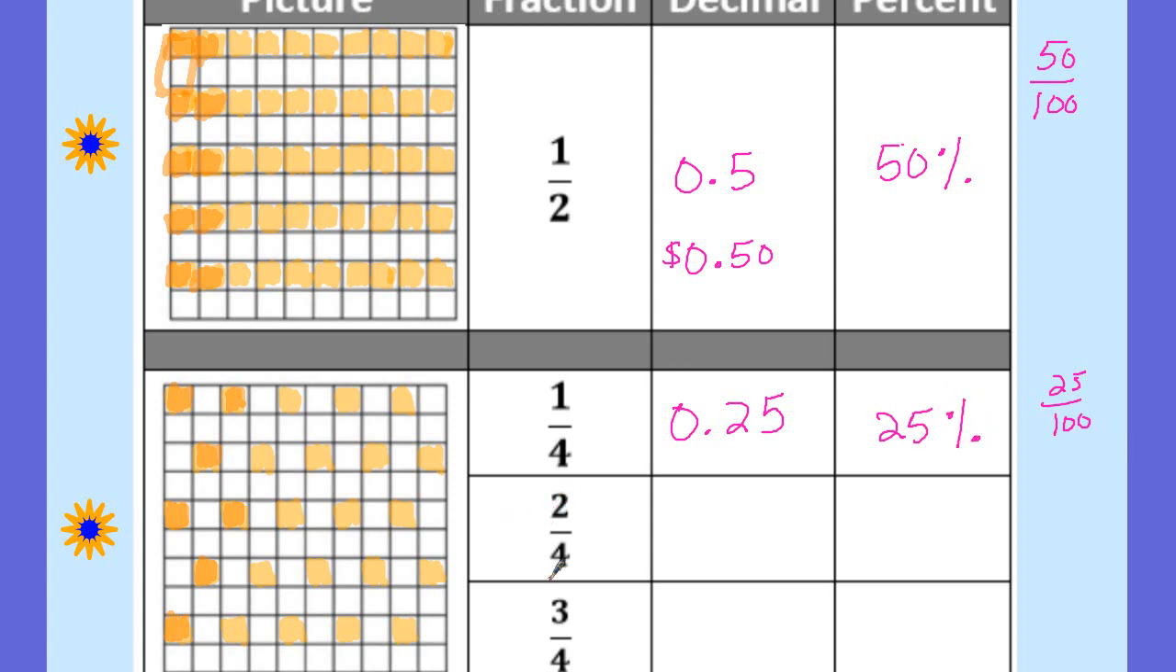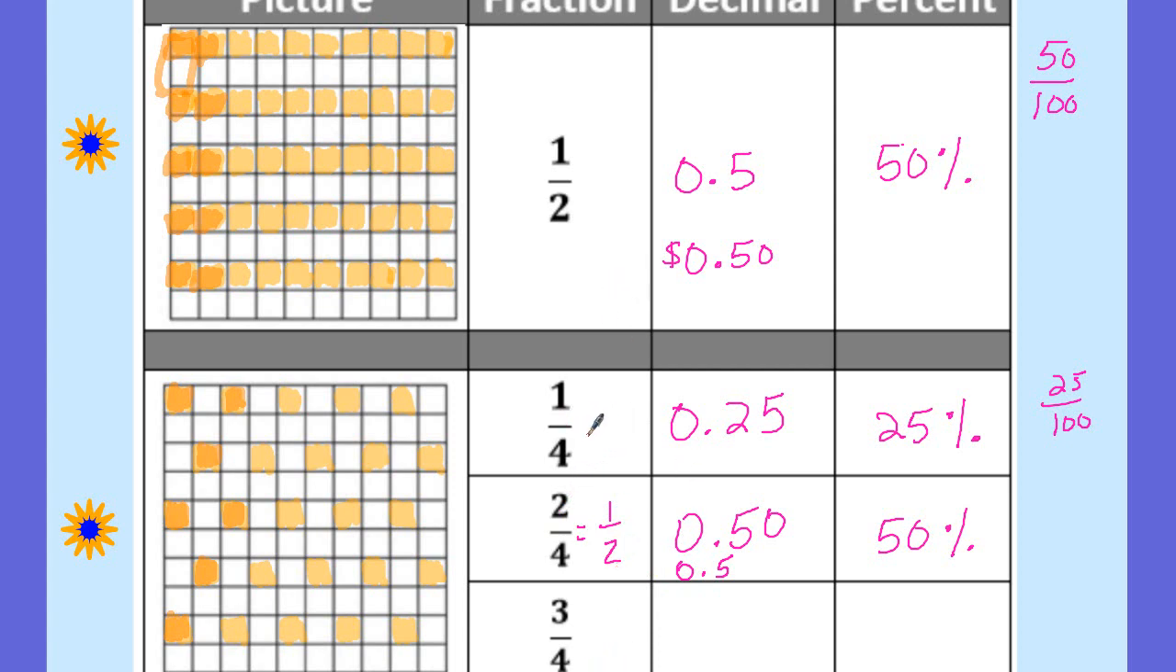If I wanted to go to 2/4, that means I'm adding another 1/4. So I'm doubling the 1/4 amount. Instead of 25 hundredths, I double that, and I get 50 hundredths, or you could drop the last 0 and write it as 5/10. Double the 25% and you get 50%. Which makes sense because 2/4 actually simplifies to 1/2, doesn't it? And we just talked about 1/2 up here.